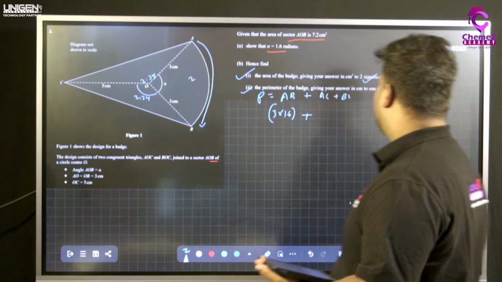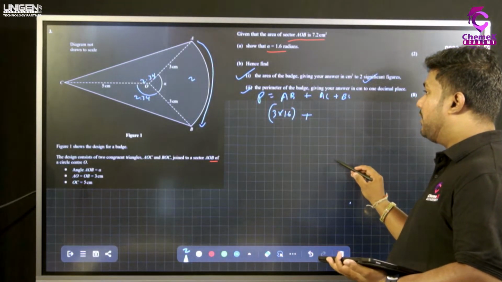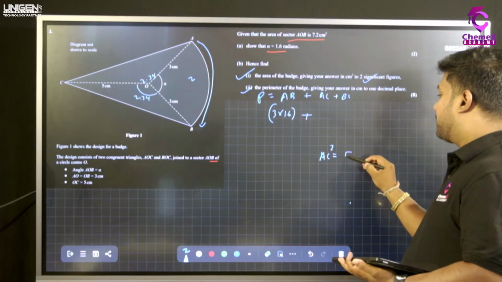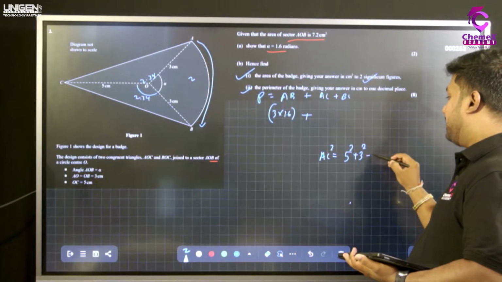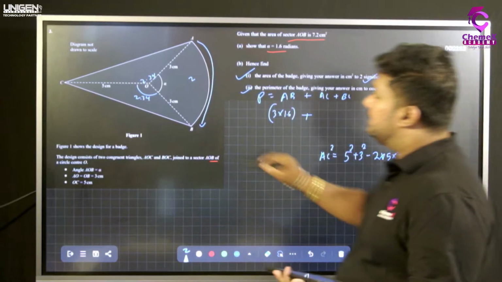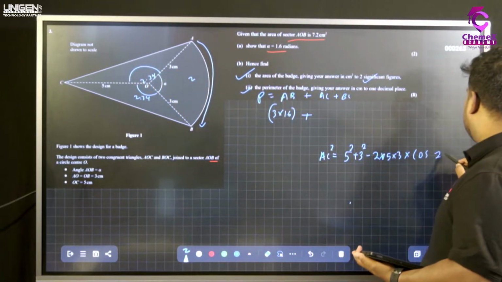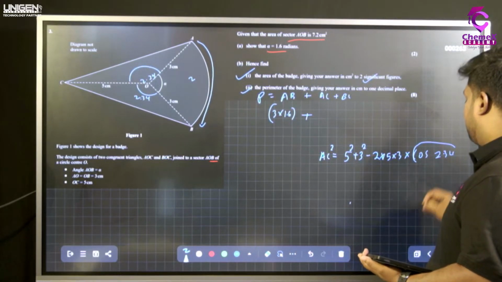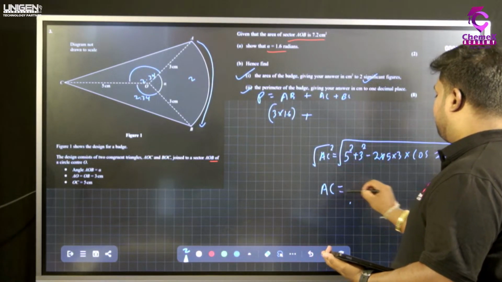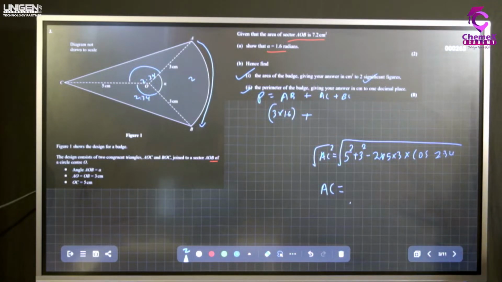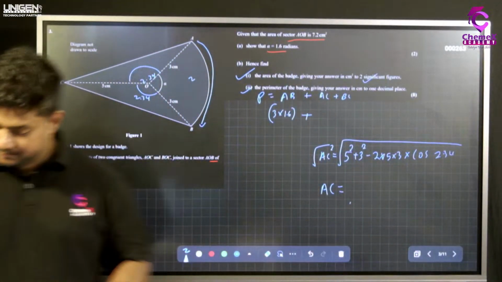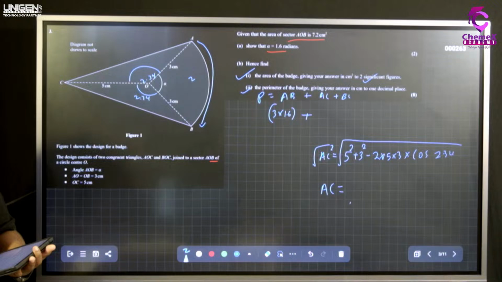To find the AC length, you need to use the cosine rule. So if you are using the cosine rule, AC squared is equal to what? 5 squared plus 3 squared minus 2 times 3 times 5 into cos of what angle? 2.34. Make sure you're in radian mode when you type this. Then root it and get AC. Is there anyone who doesn't understand? What's the answer you get?